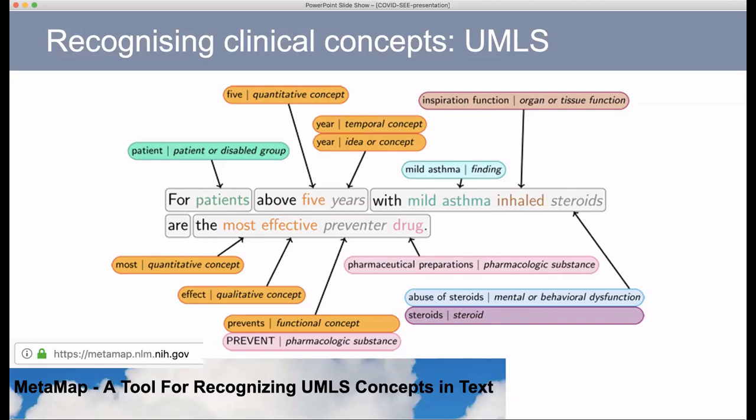And so here's an example of a short text that is very, very heavily annotated by running the text through MetaMap. You can see from this that there are a very large number of different kinds of ontological concepts reflected in this. So information related to patients, quantitative concepts, temporal concepts, findings that support diagnosis or symptoms, organ or tissue function, and so on.